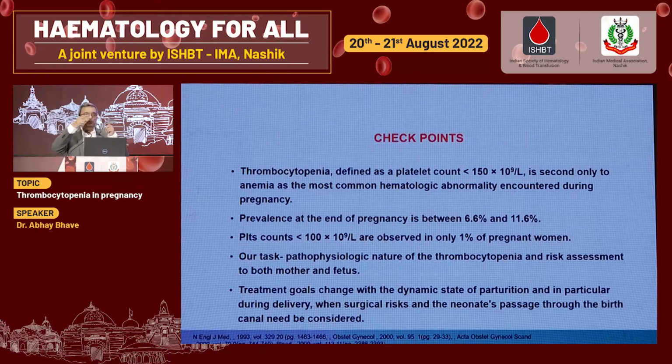And this thrombocytopenia is a dynamic feature. Throughout pregnancy, it will keep changing. So just because one platelet count is fine, that doesn't mean you don't do it again in the pregnancy. You have to keep a watch on it and look at the trend, because sometimes the trend can tell you lots of things, and I'm going to show you how.